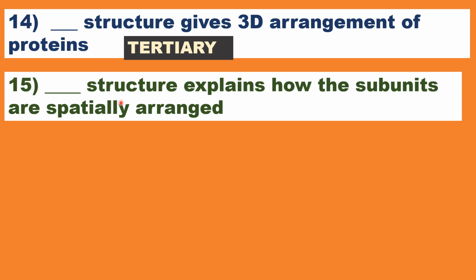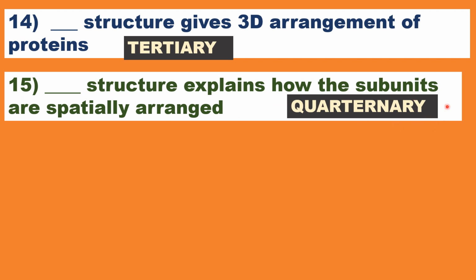Dash structure explains how the subunits are spatially arranged. It is quaternary structure. For example, hemoglobin has 4 subunits. There are 4 individual subunits. How they are arranged is explained by quaternary structure.